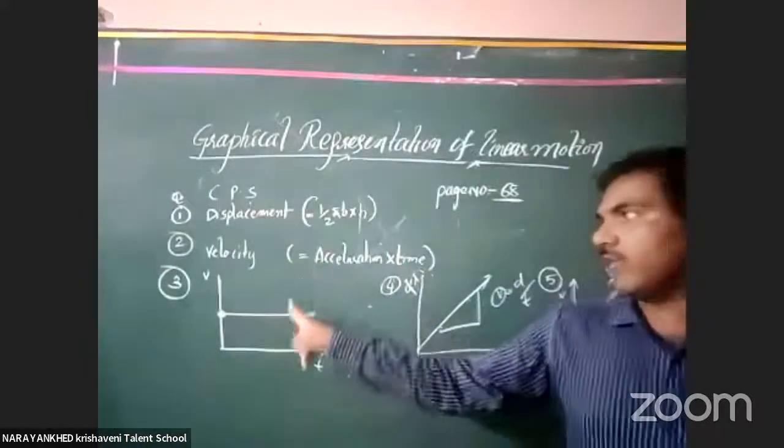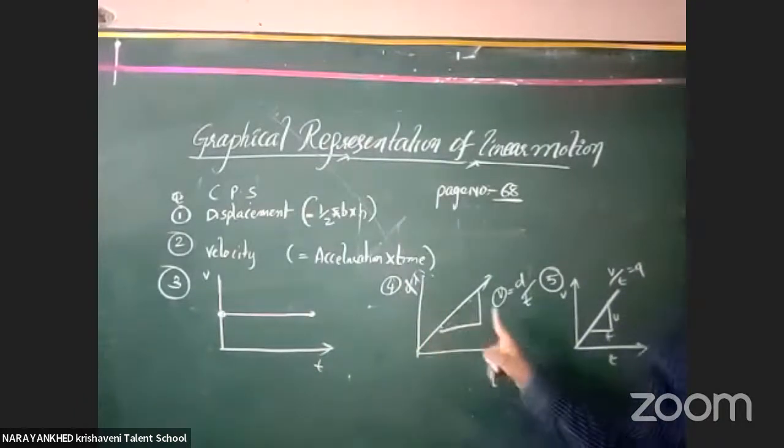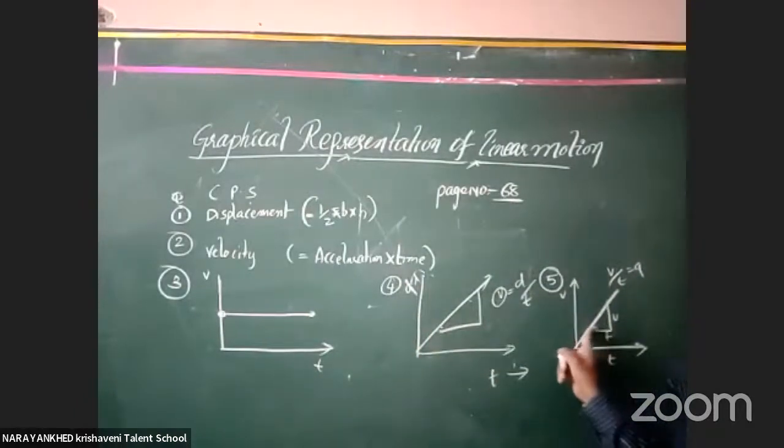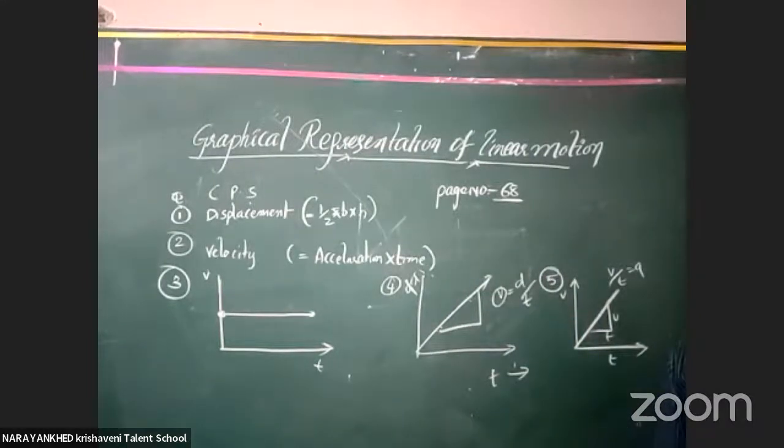The third answer is uniform velocity. The fourth answer is velocity. The fifth answer is acceleration. Okay, these are the hints for your answers. Please note down.